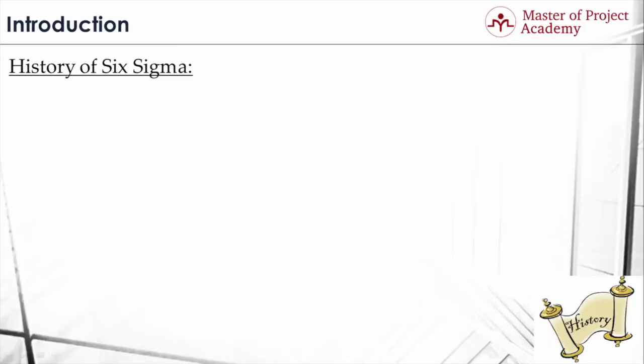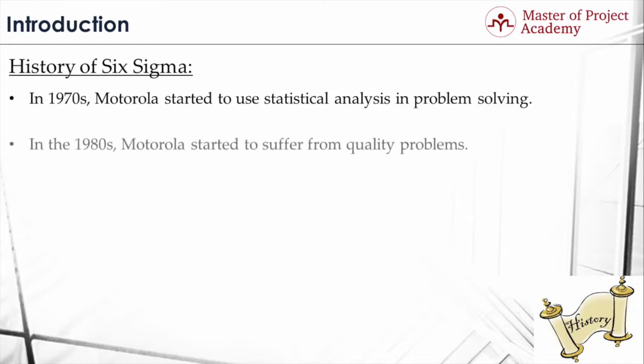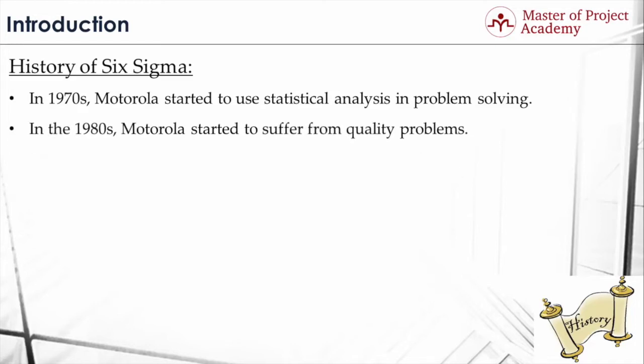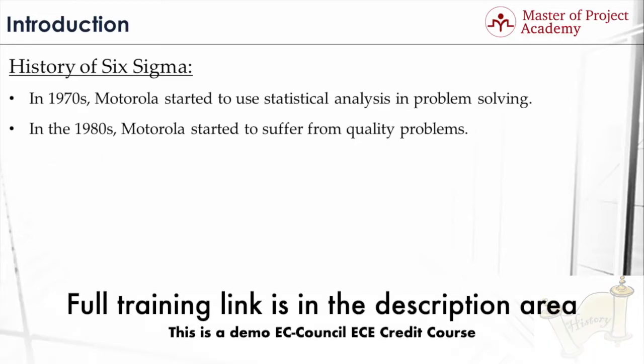History of Six Sigma. The history of Six Sigma at Motorola can be summarized as follows. In the late 1970s, Motorola started experimenting with problem solving through statistical analysis. In the 1980s, Motorola CEO Bob Galvin was struggling to compete with foreign manufacturers when Senior Sales Vice President Art Sundry admitted that our quality stinks.